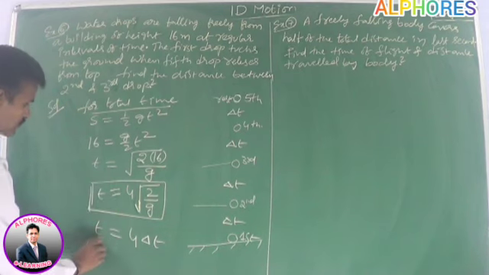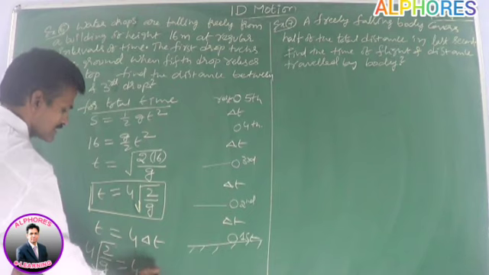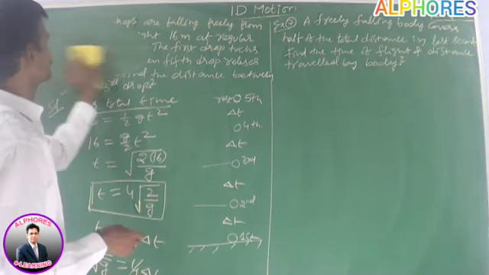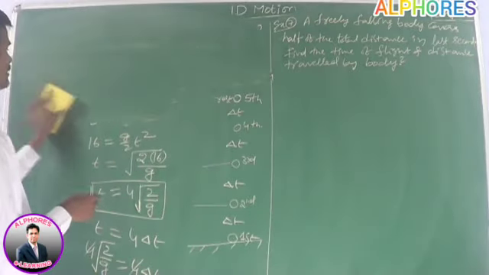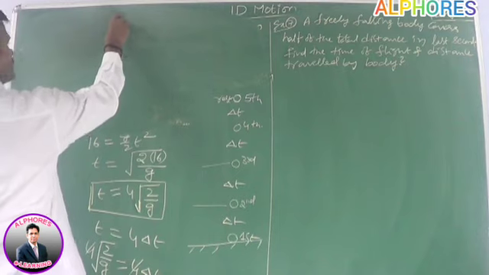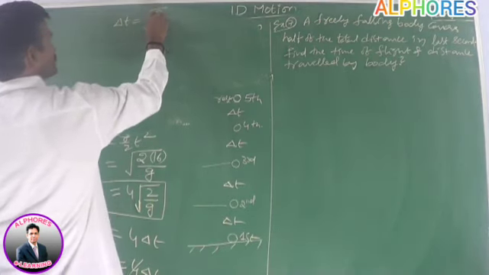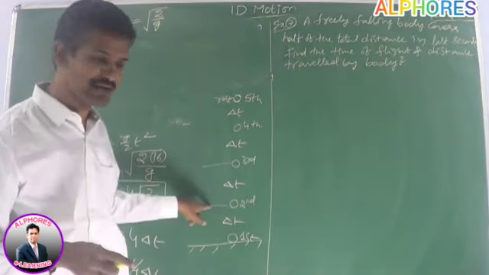This is 4 into under root 2h by g, equal to 4 into delta t. I am cancelling these 4's. You can get delta t. Clearly, our delta t is under root 2h by g. So, how much time does the second drop travel?